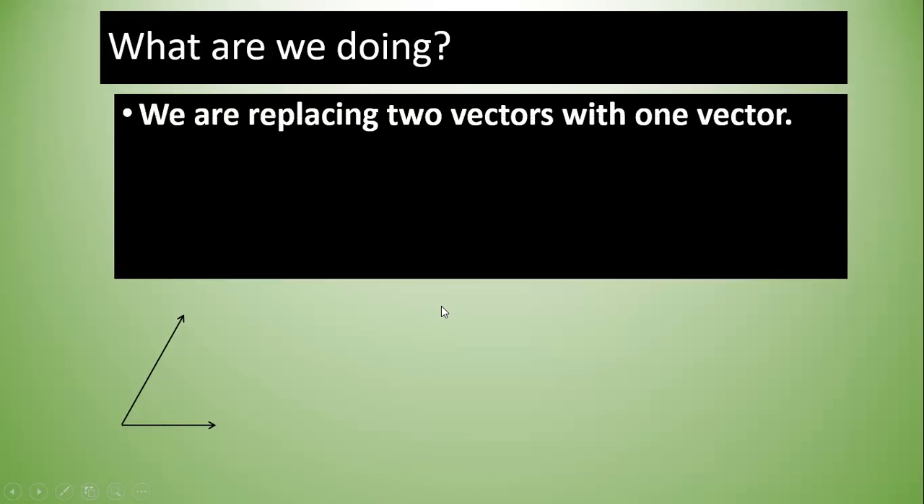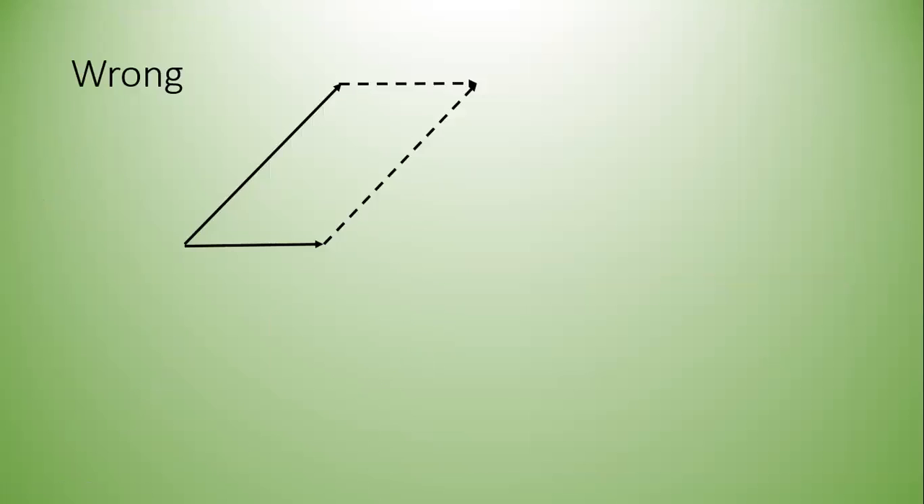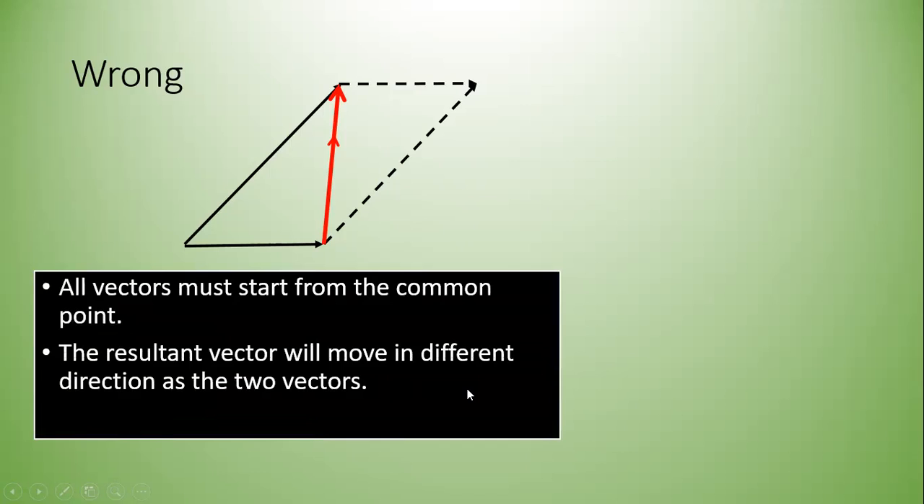What are we doing? We are replacing two vectors with one vector called the resultant. This single vector called the resultant has the same effect as the two vectors. That's all. It's easier. Rather than think of two vectors, we think of one, then we can see the direction and the magnitude. But we cannot do it this way. We cannot take from arrowhead to arrowhead. It must always be from where the two start, from a common point.